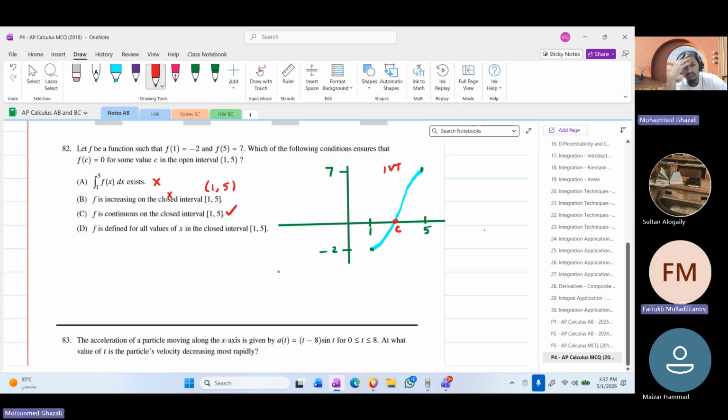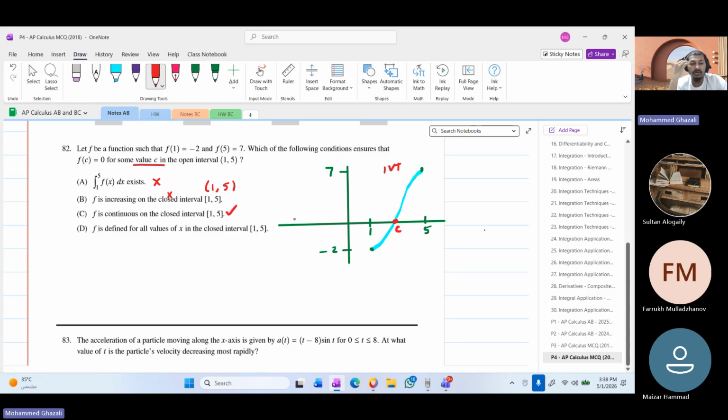But 1 is not defined, so it's -2. No, it is defined. F is defined for all x values in the closed interval. What they said was for some value c in the open interval. They want the value. F is defined for all values in the closed interval from 1 to 5. So what should it mean, open interval?